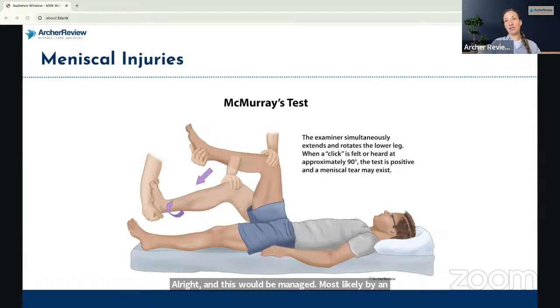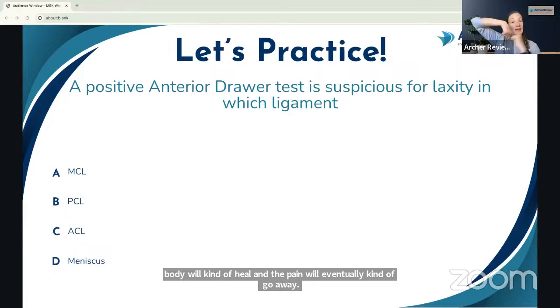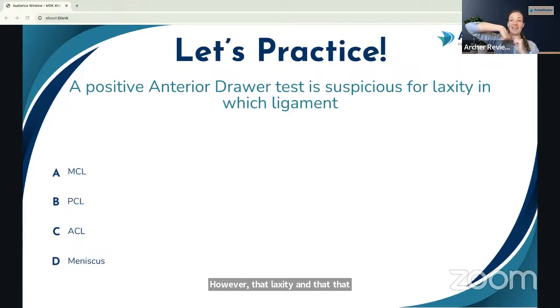Sometimes we can rehab these patients with physical therapy, and there are patients who elect not to surgically repair some of these injuries, and it's okay. You can live without an ACL, and your body will heal and the pain will eventually go away. However, that laxity and that tibia bone can have more movement, which increases the risk of other tears, because now we are one ligament short in the knee. But there are plenty of people who will probably go that route.